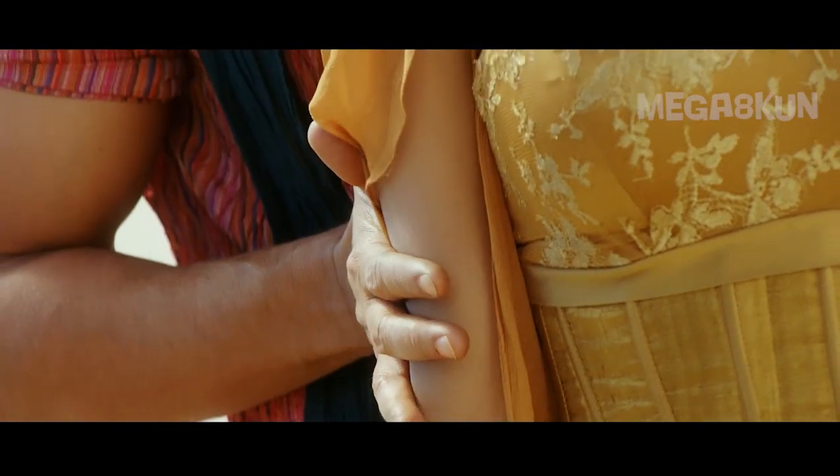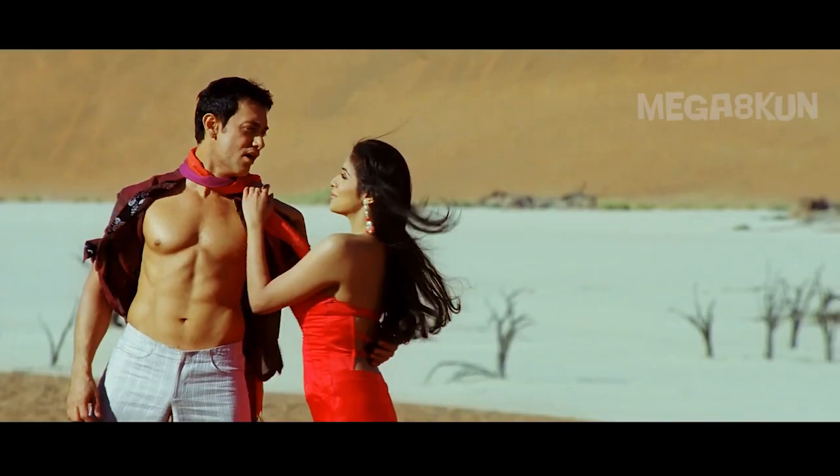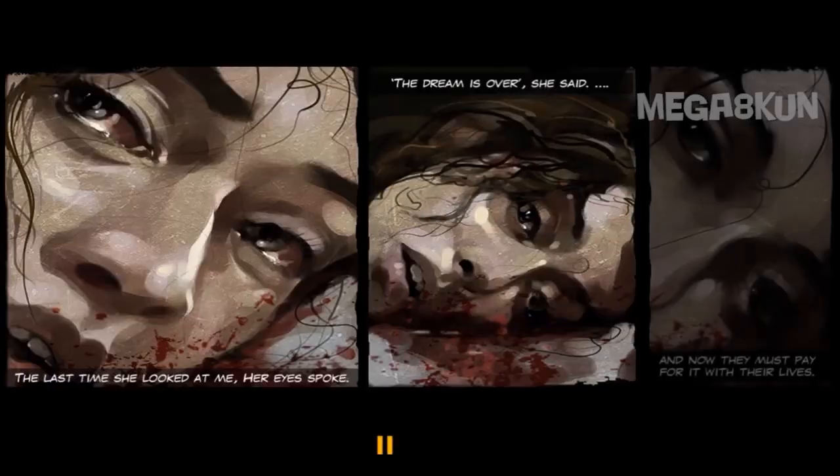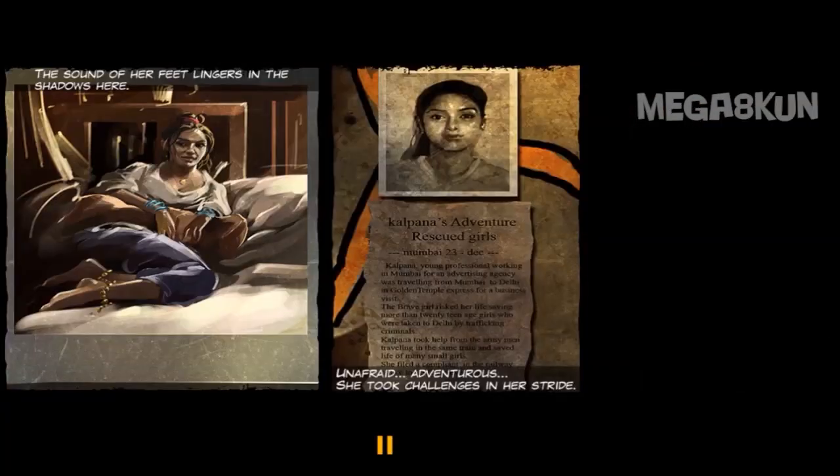If you think that you will be able to romance with Asin and sing on a beautiful landscape like in the movie then you are wrong. She is only shown briefly on the comic book drawings and is not an interactable 3D character in the game.